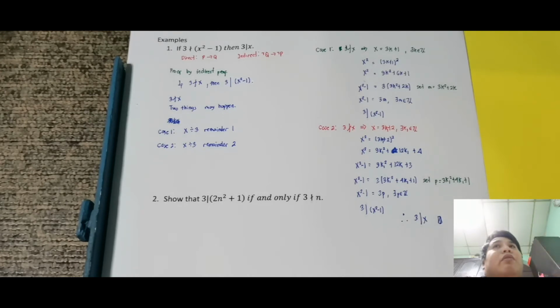So kunyari 7, so may 6: 1, 2, 3, 4, 5, 6. May remainder 1, 2, 3, 4, 5, 6. Ganun yung mga possible na mangyari.